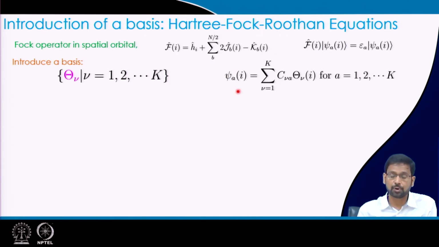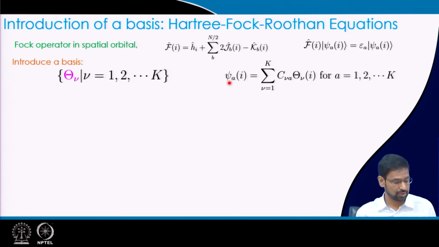We can express this molecular orbital as a linear combination of these basis functions thetas with coefficients c's. So I am expanding this in terms of theta nu, with coefficient c nu a, and I can write this for a goes from 1 to k. If we are taking k basis functions, from this linear combination we can construct k molecular orbitals psi a.